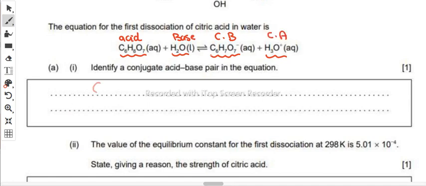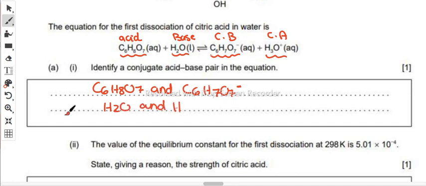I can take the C6H8O7 and the C6H7O7 negative. I have another possible answer, which is the water and the H3O plus. You can choose one of them, of course.